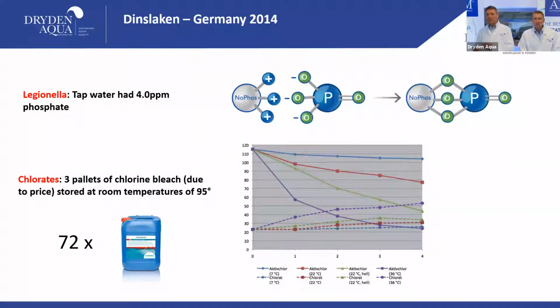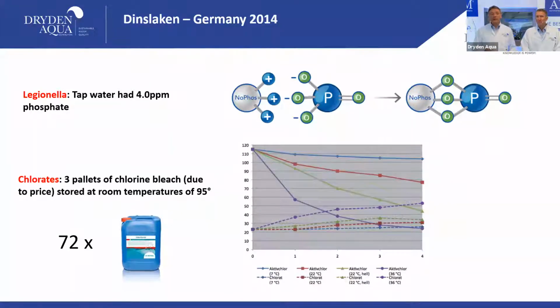So I measured the tap water. The tap water had 4 ppm. Okay, that's the world record. I've never seen that number. I mean, I've seen 0.5, but never 4. But they had it. So what we did with NoFos, we really dropped it to 0. And then I told him, you have to move to APF to keep it down.